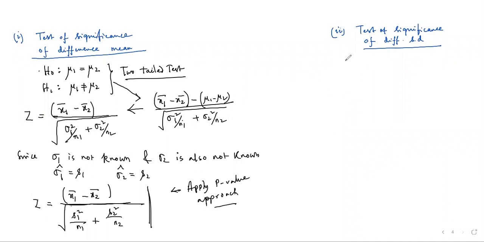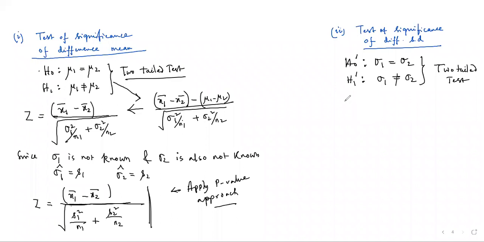In this case, you are going to set another null hypothesis and you are going to say that there is no significant difference between the population standard deviations. Your alternative hypothesis H1 prime will be sigma 1 not equal to sigma 2. So this is also a two-tailed test.